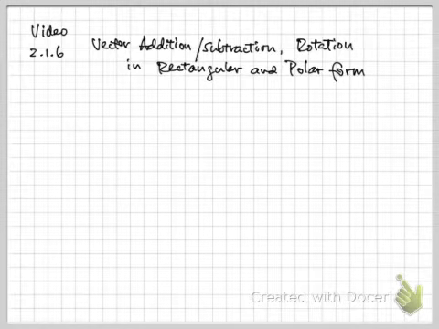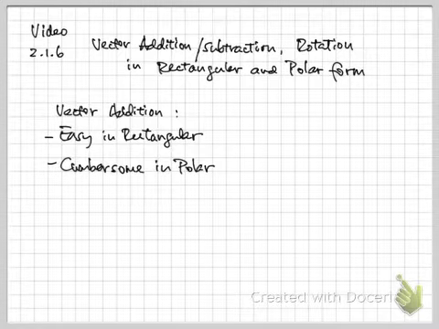Hello students, in this video we're going to wrap up our initial vector discussion by talking about addition, subtraction, and rotation, both in rectangular and polar form. So let's first talk about addition. Addition and subtraction are actually the same thing, because subtraction is basically adding the negative of the second vector. So let's just talk about addition in general.